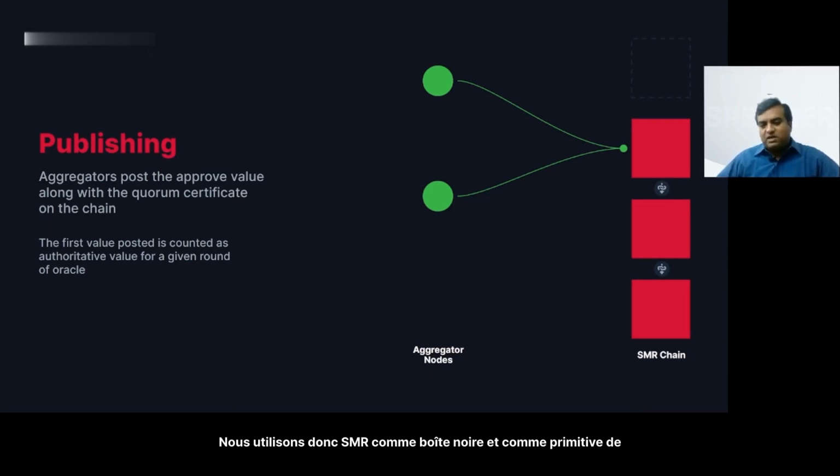So we use SMR as a black box and as an ordering primitive. And that is what is allowing us to have a multi-aggregator model, because now SMR is an ordering primitive, which ensures that for any message sent to the SMR, there is going to be a total order, and everybody is going to see the exact same total order. And that means that whenever there is a tie in this multi-aggregator model, we say that the first value that got posted to SMR is the authoritative value coming out of the oracle.